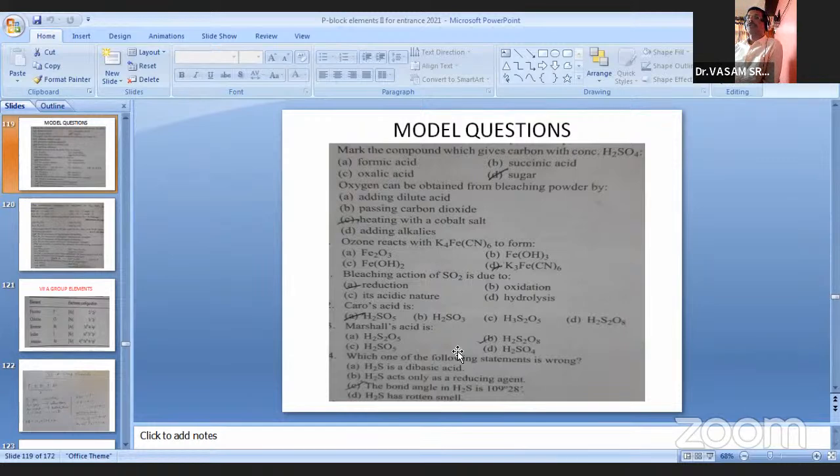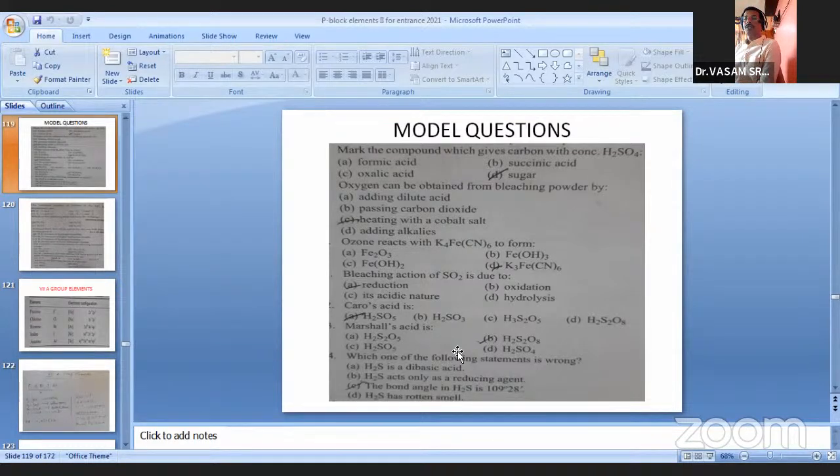So this is the second question. Ozone reacts with K4Fe(CN)6, and the bleaching action of SO2 is due to... Caro's acid formula. Just now I told you Caro's acid is generally peroxymonosulfuric acid, and its formula is H2SO5. And Marshall's acid, peroxydisulfuric acid, has the formula H2S2O8. Which one of the following statements is wrong?